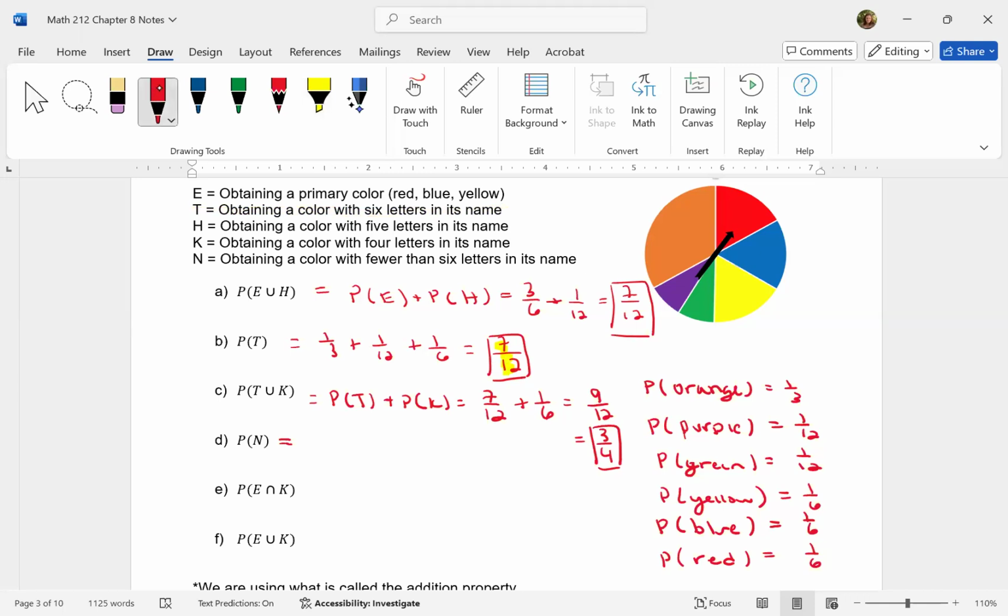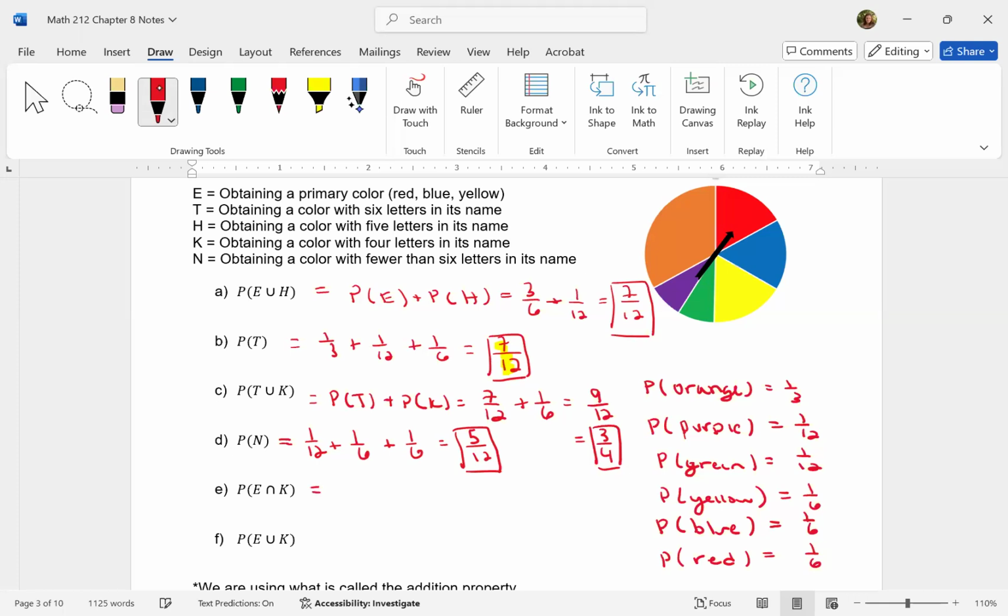What I'll do instead is add up all the colors that are 5 letters or less. So that would be the green, which is 1/12, plus blue, which is 1/6, plus red, which is 1/6. Those 1/6s are both 2/12. So that's 1 plus 2 plus 2, which is 5/12, like I said.